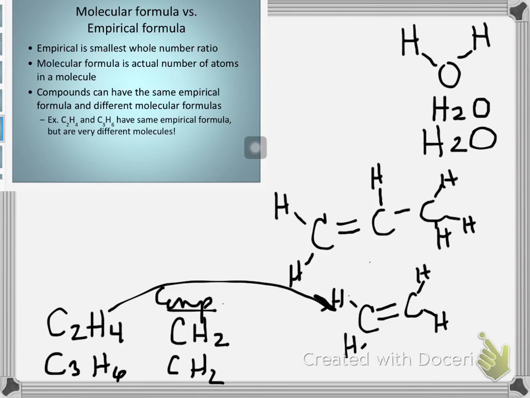You know, pretty darn different. One's got just a double bond. One has a double bond and a single bond. You get pretty dramatically different arrangements. Very different molecules. They would behave differently. They would have different melting and boiling points. They would have perhaps different flash points, different points at which they would combust. But they have the same empirical formula.